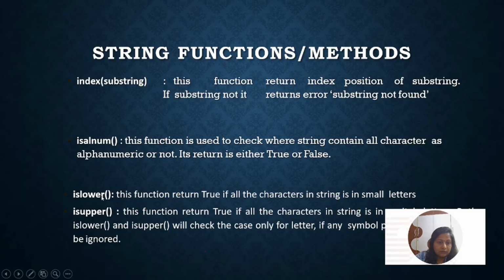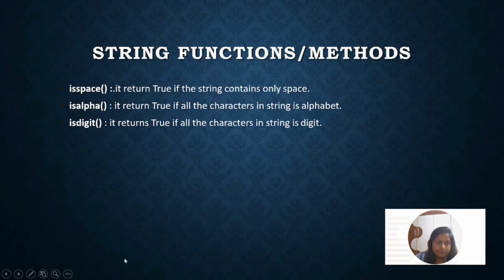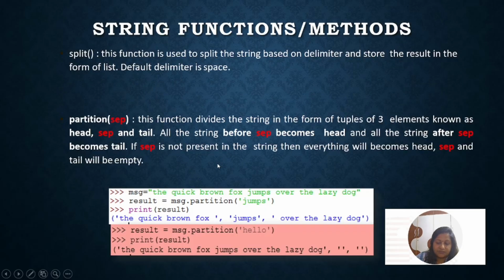Next one is islower. You have to check whether all characters in a string are small letters or not. The same way for isupper also you have to check. Next is isspace, isalpha, isdigit, everything the same concept.